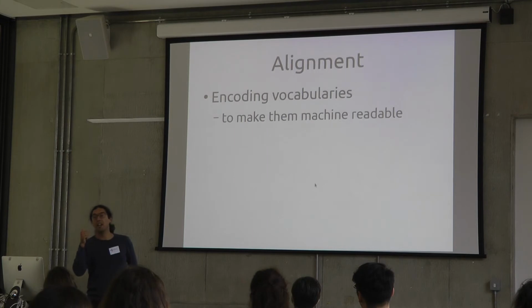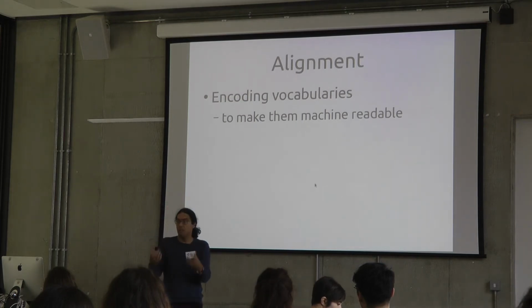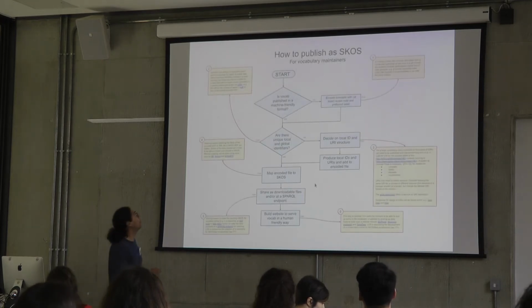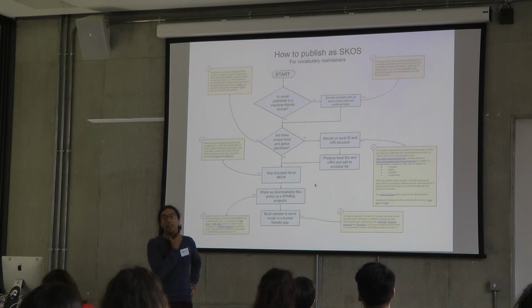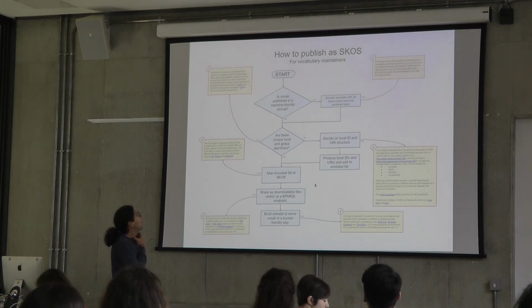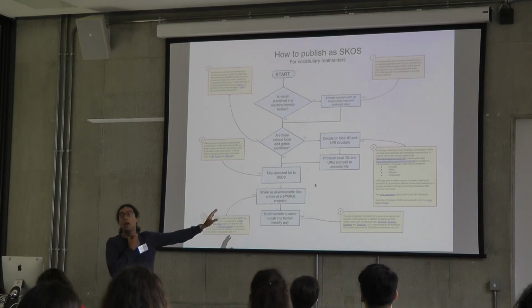One is the encoding task, so that we translate a word list or a thesaurus into a machine readable format. This machine readable format is called SKOS. It's a standard to encode thesauri. And we produced this chart. It's going to take too long to go through this now.